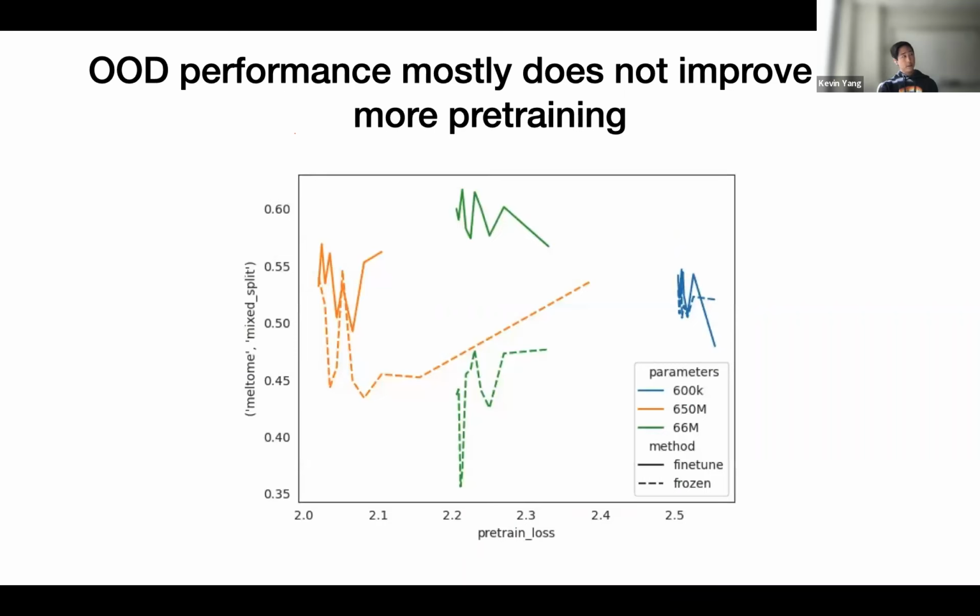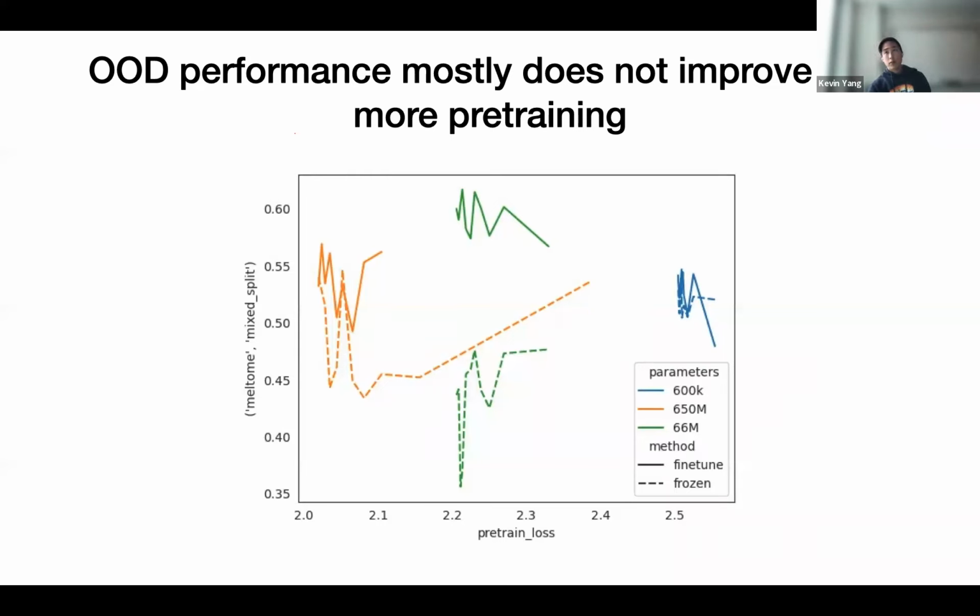Oddly enough, even though we find that pre-training helps, out-of-domain performance mostly does not improve with pre-training. So this is a different task. This is a thermostability task. Once again, we have those same 3 models, fine-tune or freeze the weights. And you can see that the relationship between the pre-trained loss and how good the downstream performance is not a straight line in either direction. This is also an area of investigation. This is also not in the paper, so more bonus content.